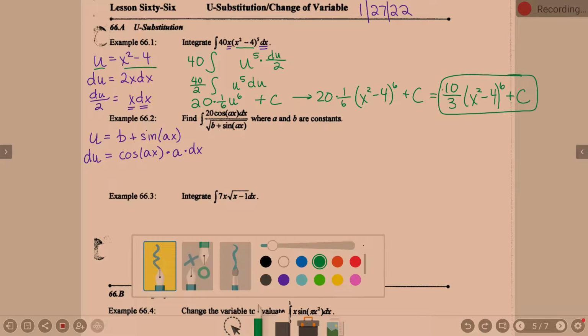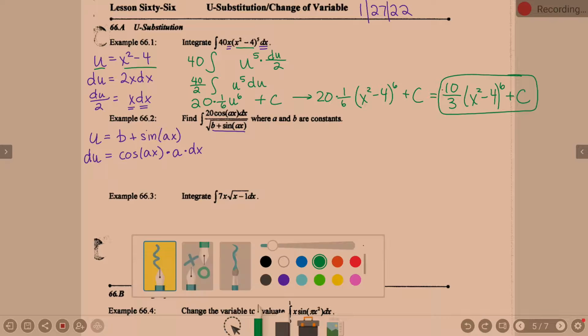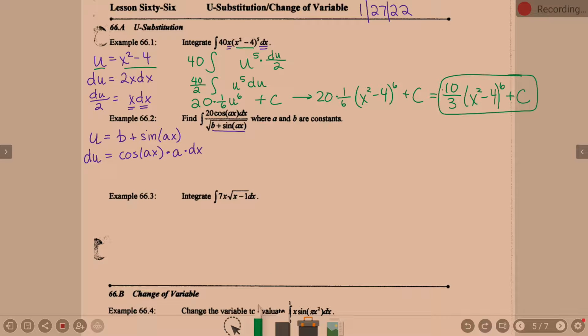Let's see. How do I want to do this? First of all, my u is right there, yes? So the main thing we're going to be doing the integral of is the integral of u to the negative 1/2, yes? Okay. What am I going to suggest you do with the 20? I'm going to suggest you pull the 20 out front.